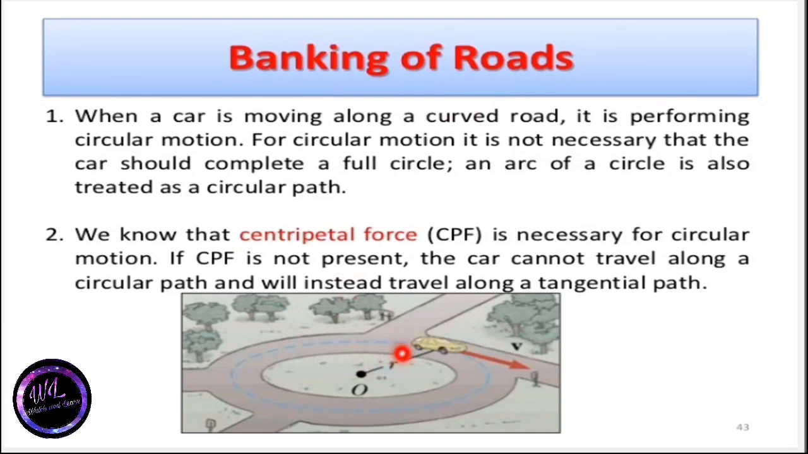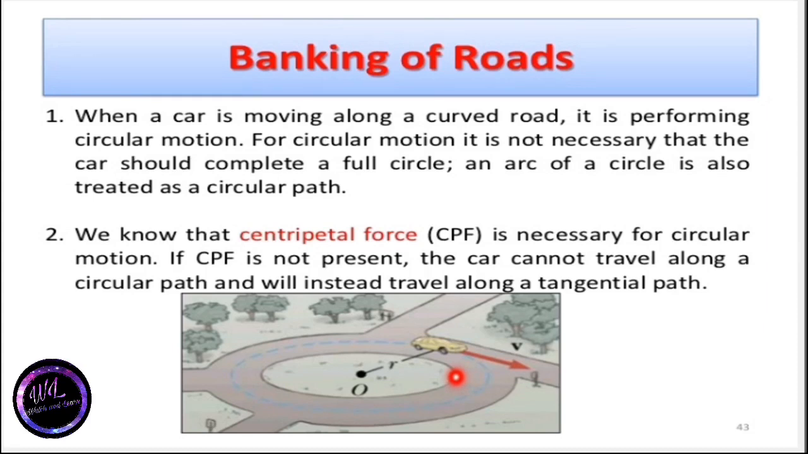As we know, in circular motion, we had discussed that if we want to move on a circular track, we must require a centripetal force for it. Let's say that this is a car here which is moving along a curved path. It means that it is performing circular motion. For circular motion, it is not necessary that the car should complete the full circle. An arc of the circle is also treated as a circular path.